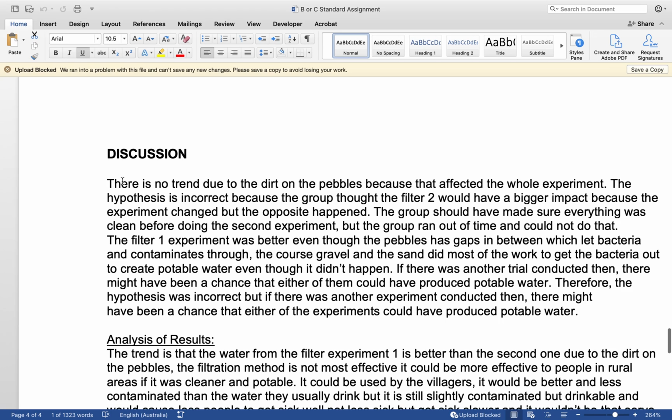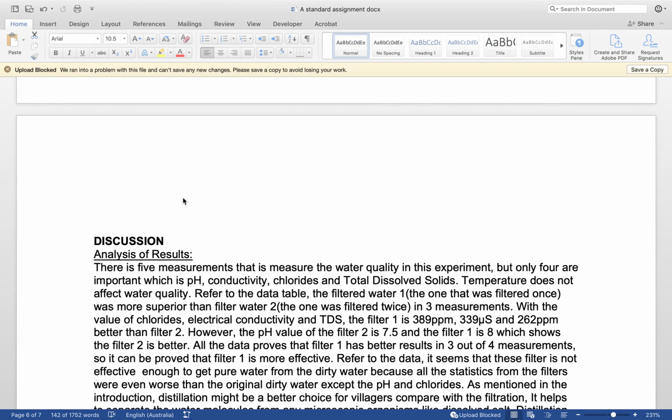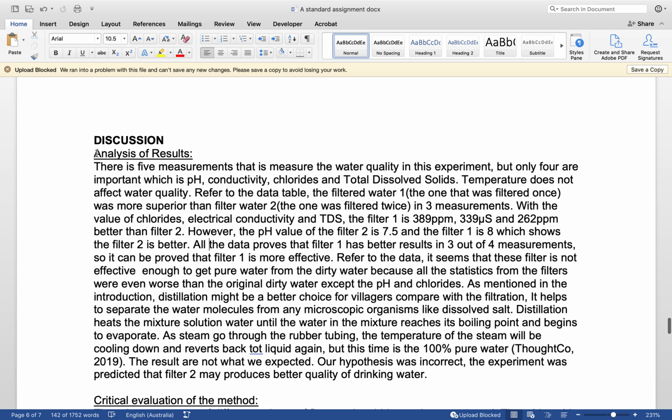See, look at this group. This person here, they've got some really good information. They've said that there is no trend and that the hypothesis is incorrect, but it's only at a B level because do you see any numbers here? No. No numbers. While the A student here has actually put everything in numbers. So filter 1 was 389 ppm for, that was chlorides. Electrical conductivity was 300. I can actually clearly see it.